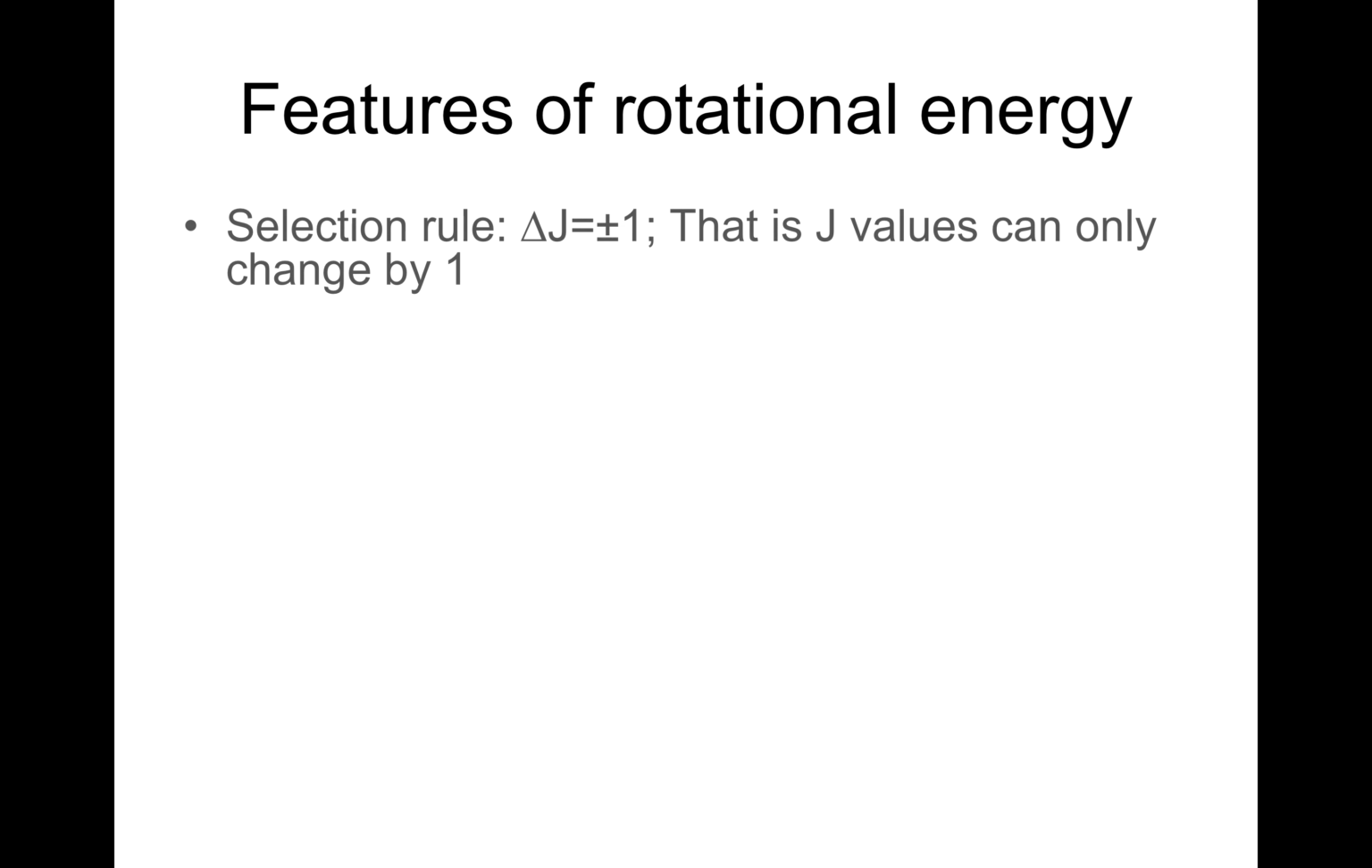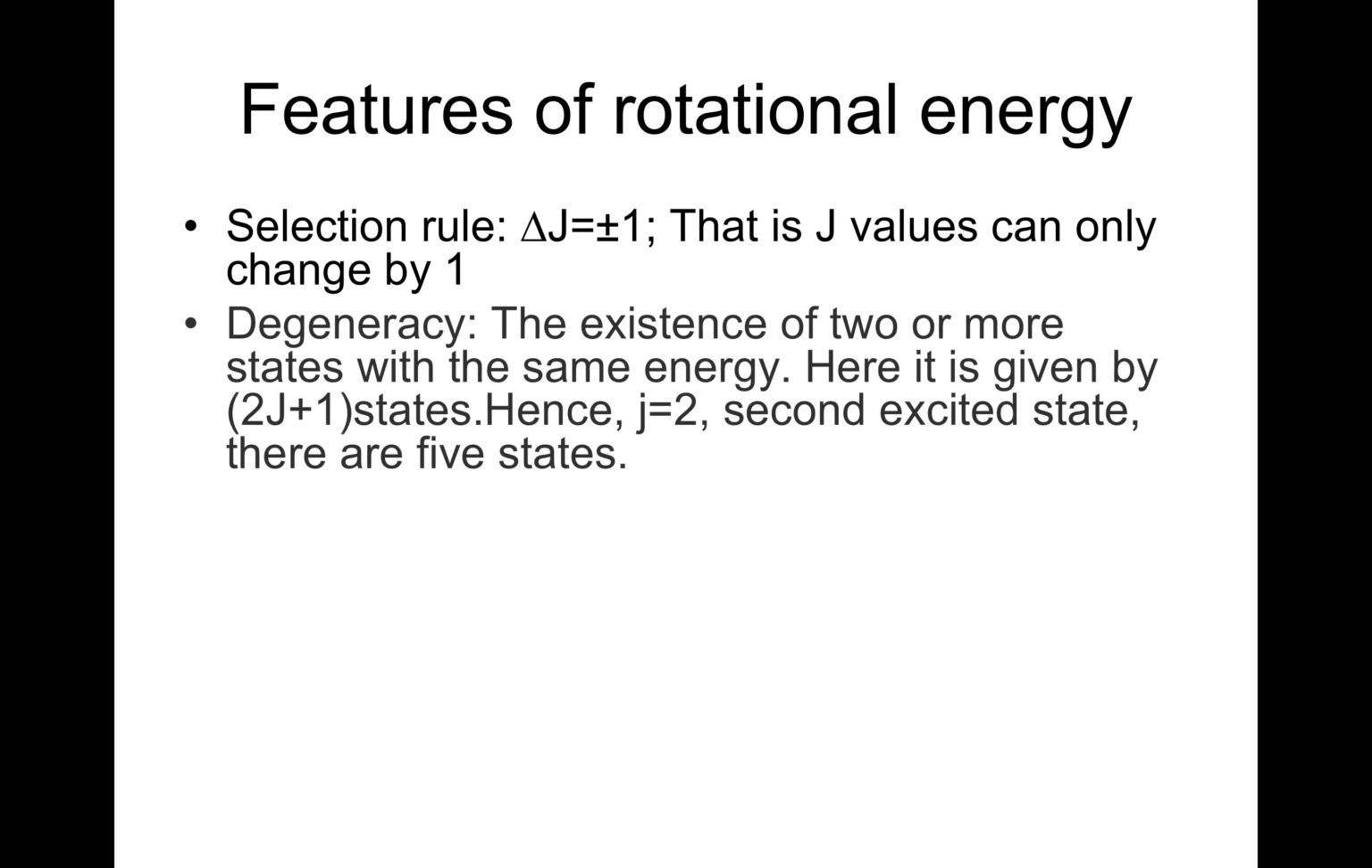Features of rotational energy. Selection rules: ΔJ equals plus or minus 1. That is, J values can only change by 1 unit. Degeneracy: the existence of 2 or more states with the same energy. Here, it is given by 2J+1 states. Hence, J equals 2, the second excited state, has 5 states.